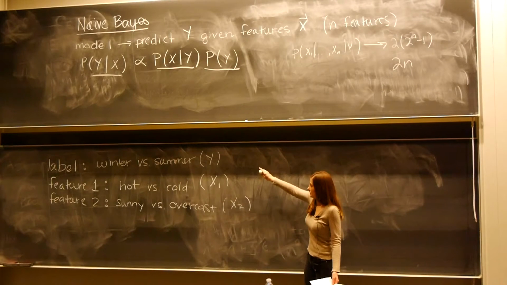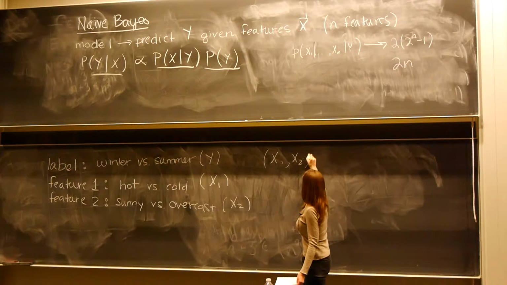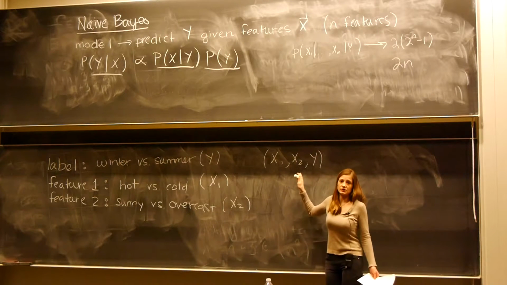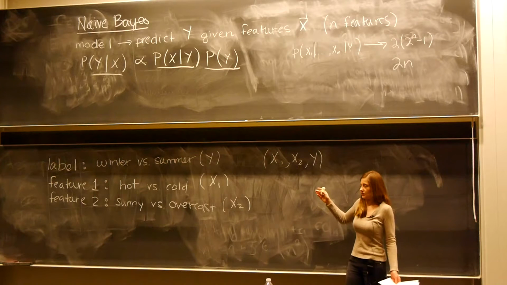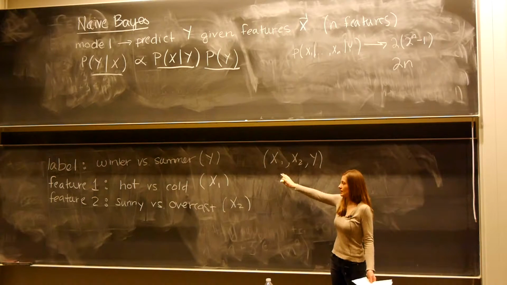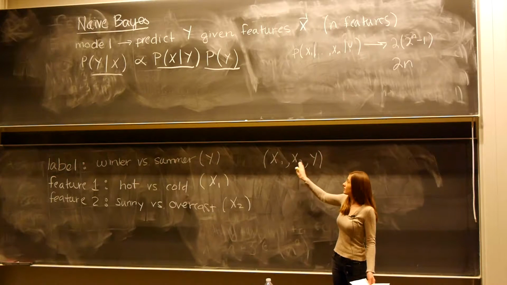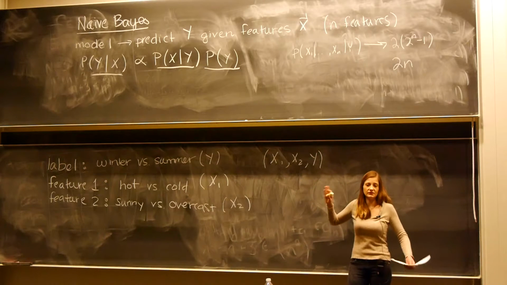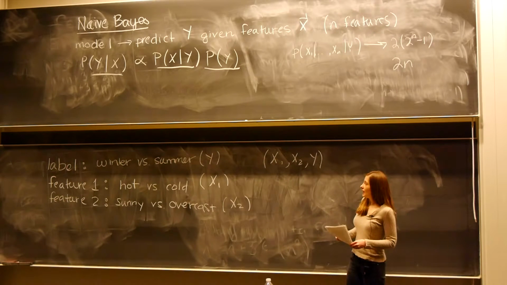So basically, a bunch of instances with values for each one of these variables, x1, x2, y, right? And maybe they'll all be different days throughout the course of a year, right? So for each day you'll have: was it hot or cold? Was it sunny or overcast? And was it winter or summer? Let's forget about fall and spring for now.